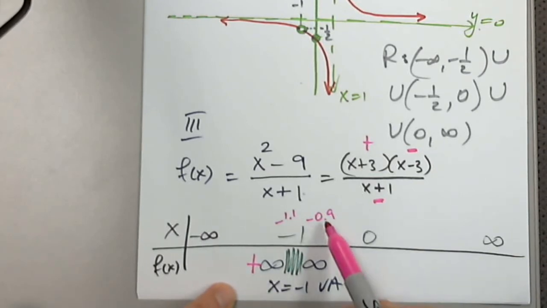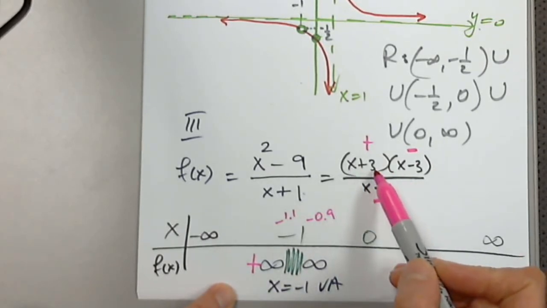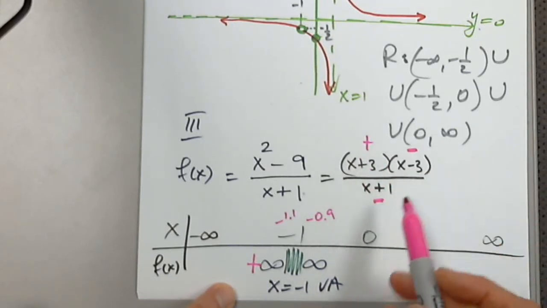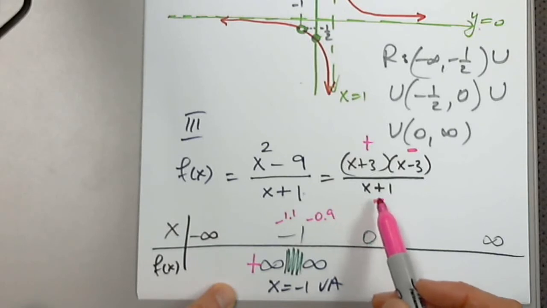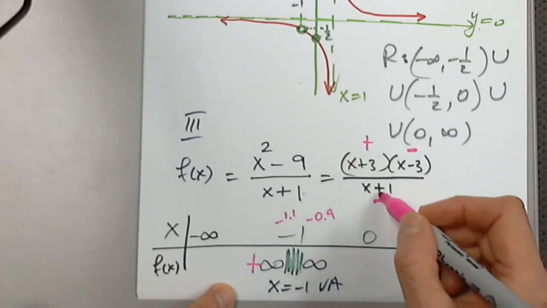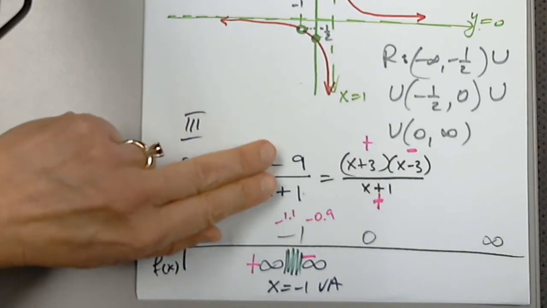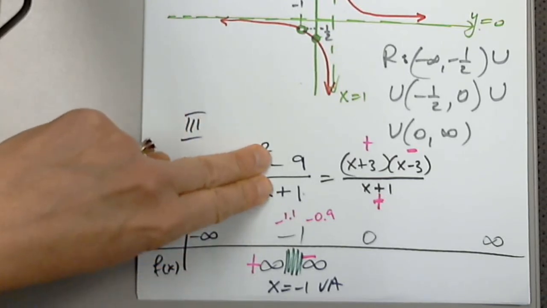Let's plug in negative 0.9. Negative 0.9 plus 3. Positive. Negative 0.9 minus 3. Negative. Negative 0.9 plus 1. Positive. Sign on the other side? Good. Please plug in 0. Very good.